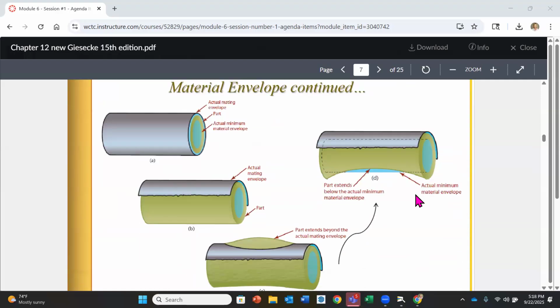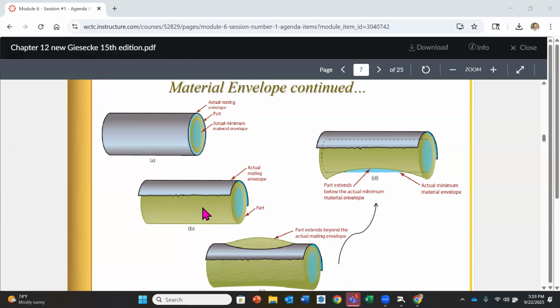Material envelope, kind of continued here. So you're going to notice that the actual material envelope, we have this gray layer on the very outside. Then we have our part. And then the actual minimum envelope on the inside, if you would. Now, physically, it's not going to look like this, but you can see the zone between that outside layer and the very inside layer. That's the points which all of our feature has to fit within along its entire length. Okay. Now, if it does that, our part is good.